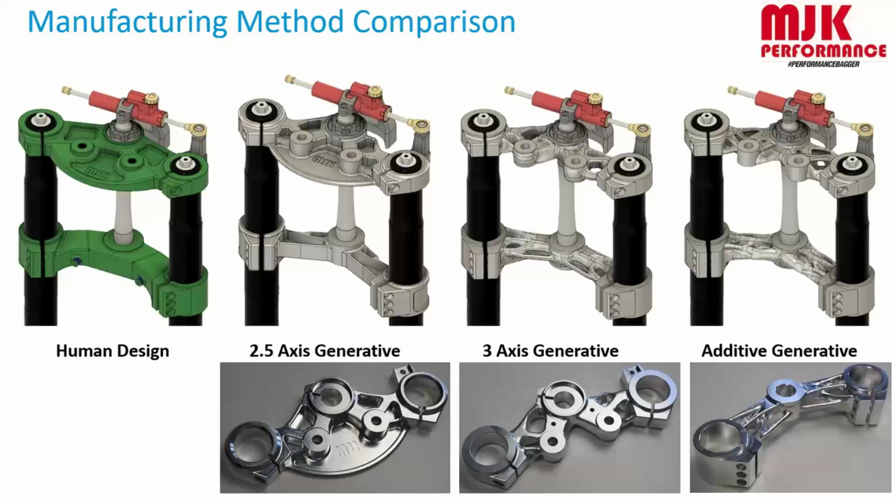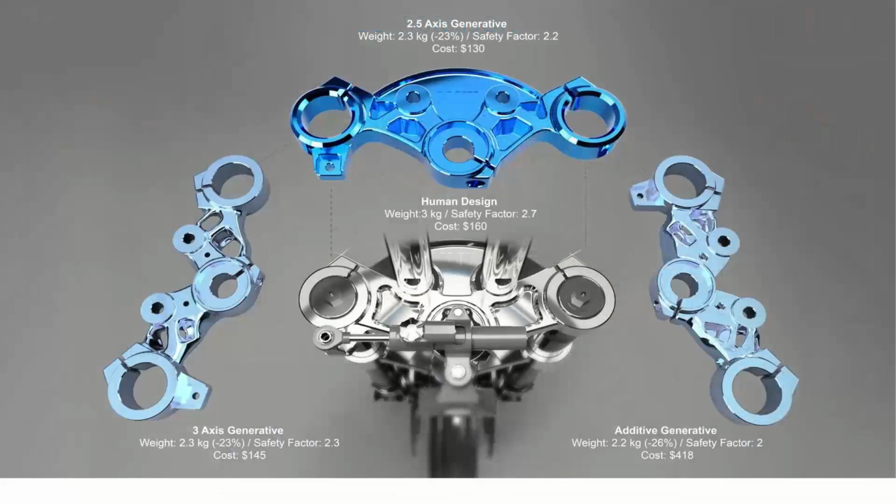The object on the left is what a human would have designed. Very 2D, sketch, extrude type methodology. The second one is the outcome from a 2.5 axis generative design study. The third one is from a 3 axis generative design study, and the last one is additive. Comparing them to the original part, the original human design had a safety factor of 2.7, cost $160, and weighed about 3 kilograms.